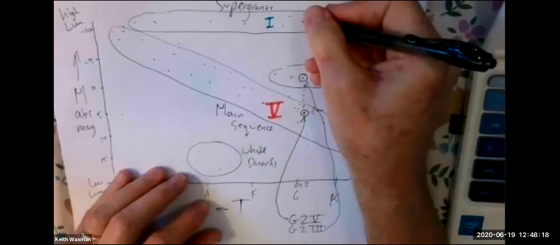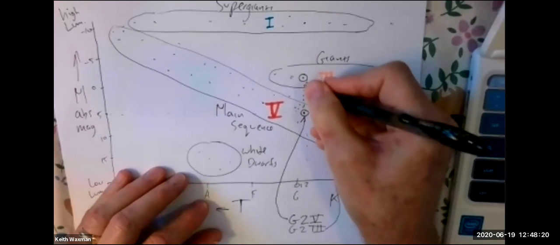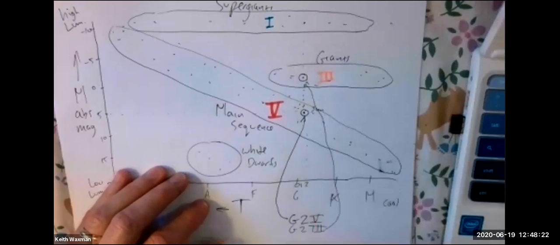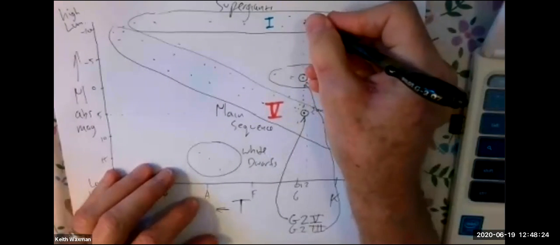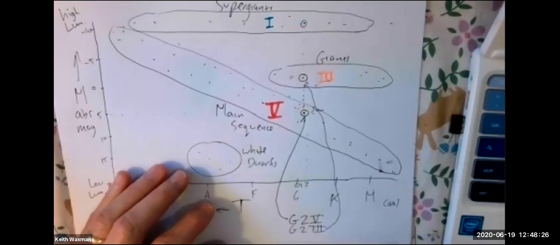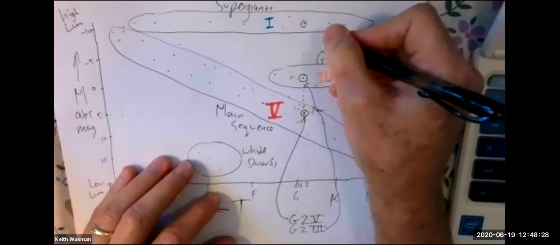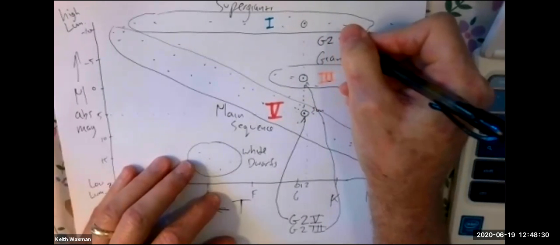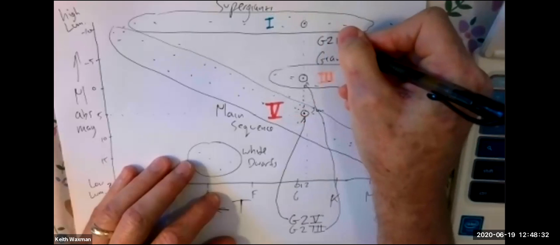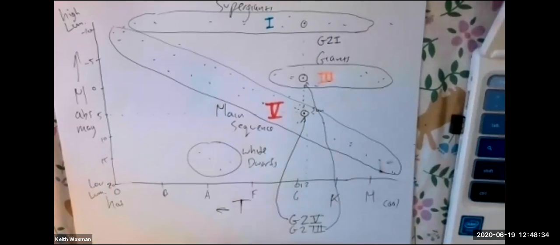What if there were one right here? Also a G2. Same surface temperature. But do you see where it is? It's in the supergiants. So what would that be? I'll put that over here. This would be a G2 luminosity class 1. G2 luminosity class 1. So you see that?